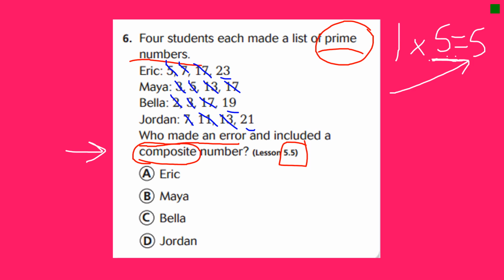What about the divisibility rule for 3? Remember, add the digits and see if the sum is divisible by 3. So that would be 2 plus 3 equals 5. Is 5 divisible by 3? Nope. Then 23 is not. 1 plus 9 equals 10. Is 10 divisible by 3? Nope. Then neither is 19.